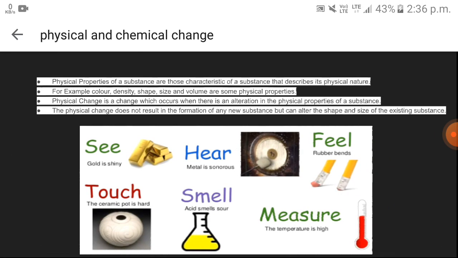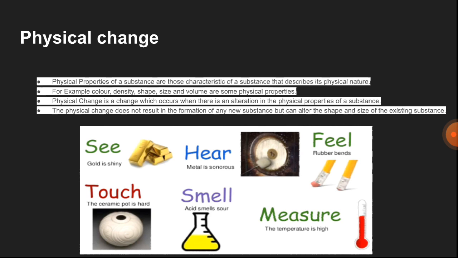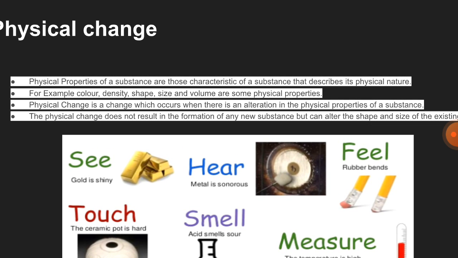What is physical change? We are able to see it. Physical change is a change. The physical properties of a substance are those characteristics that describe its physical nature. What is happening? Physical change is one property.